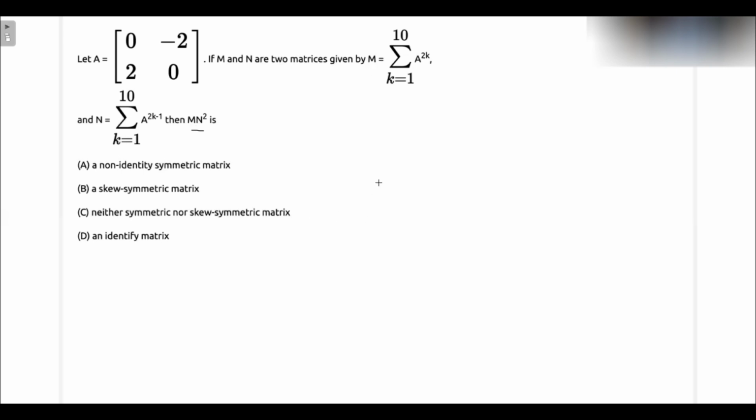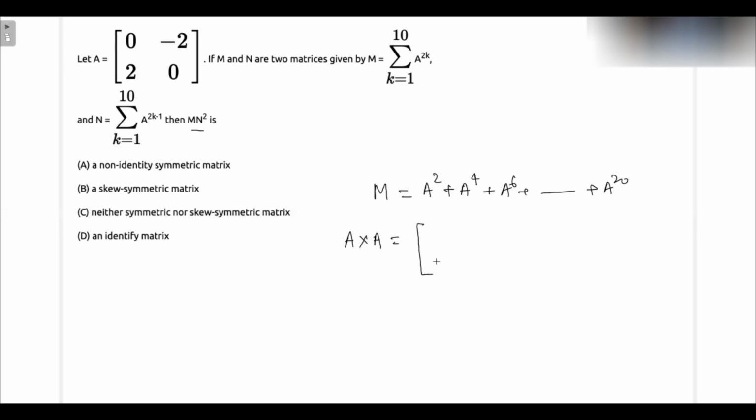So let's look at what is M. If you just try to expand this M, it will be nothing but A raised to the power 2 plus A raised to the power 4 and A raised to the power 6, and it goes up to A raised to the power 20. So we need to find out what is A square, A to the power 4, and so on and so forth. So let's first find out what is A square. We'll have to do A into A to find out A square.